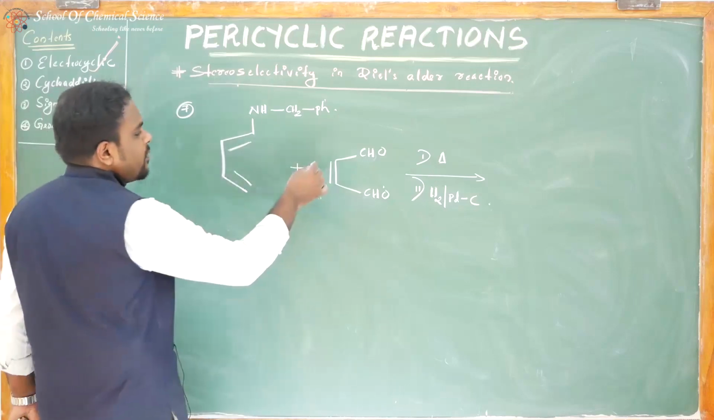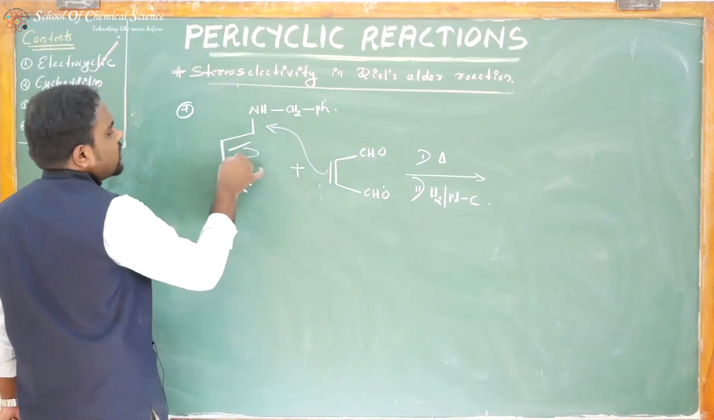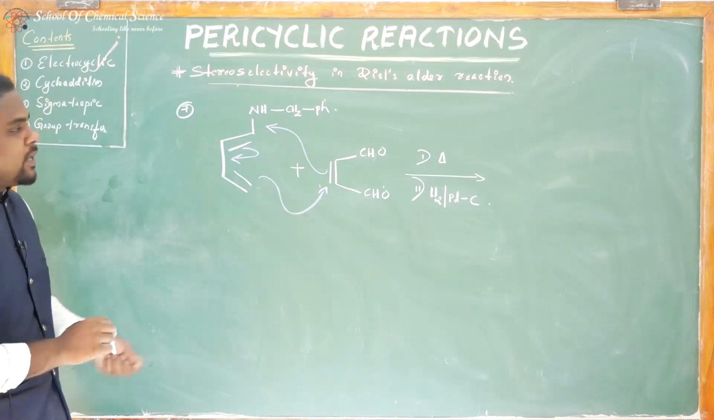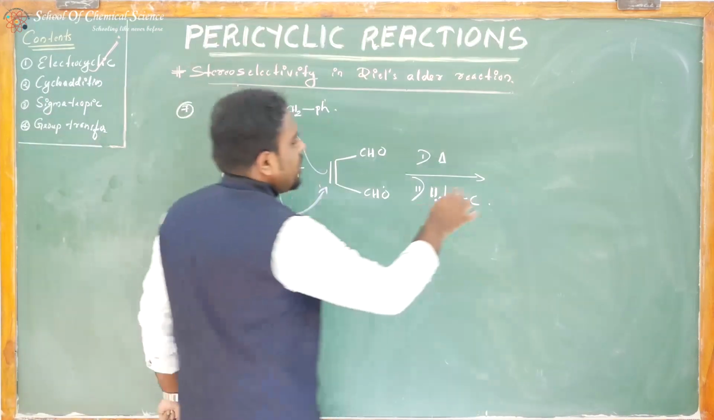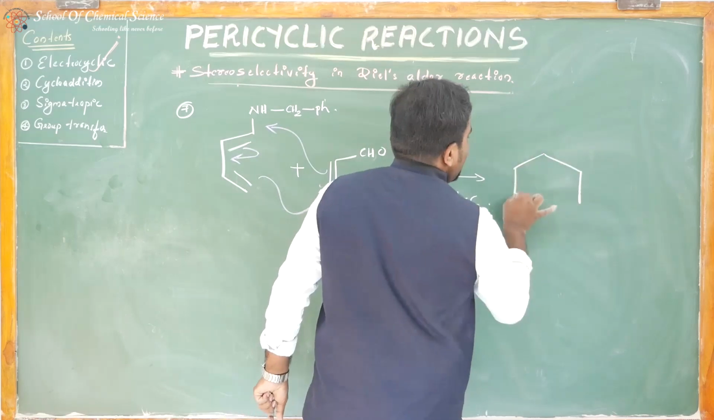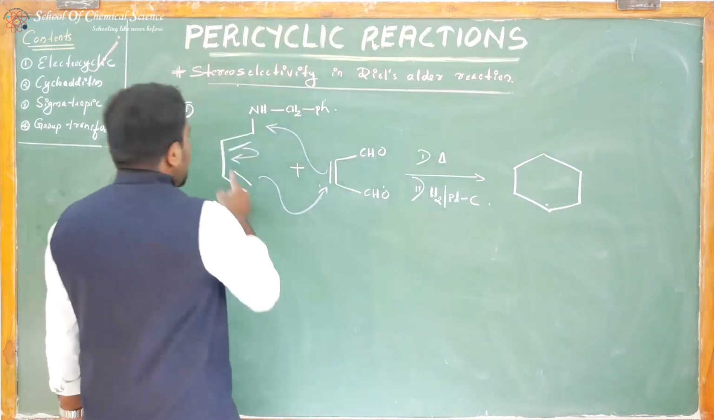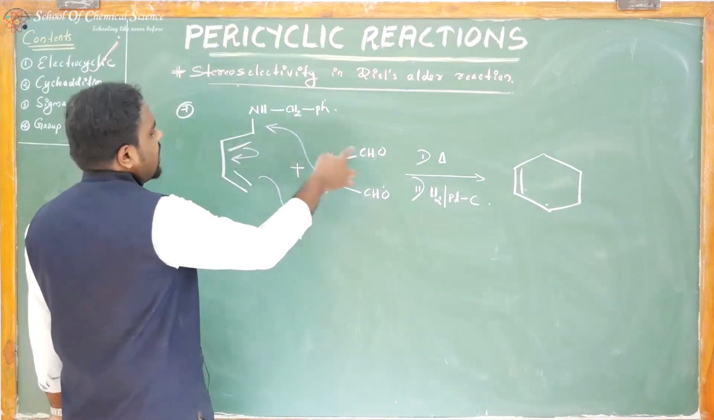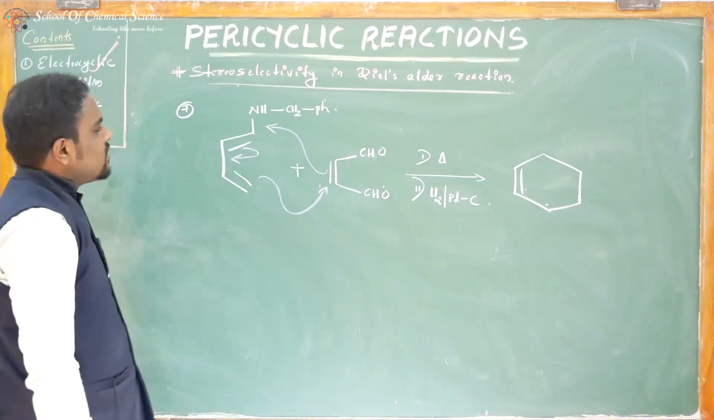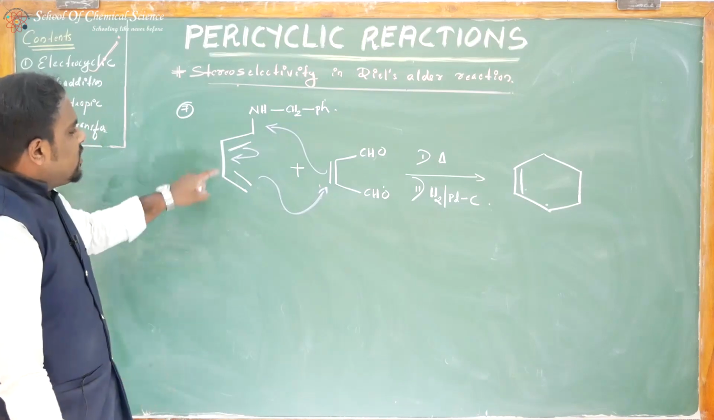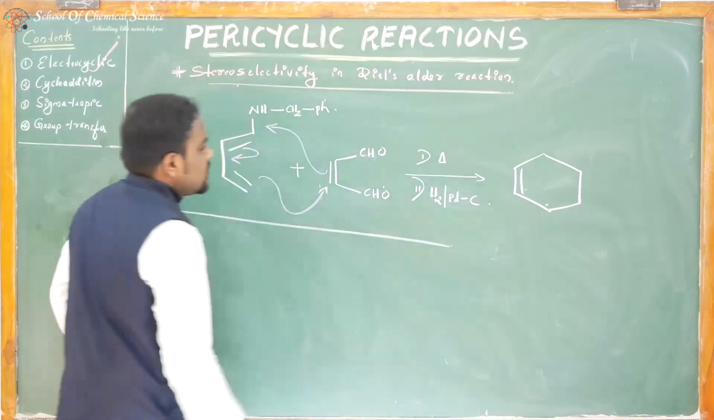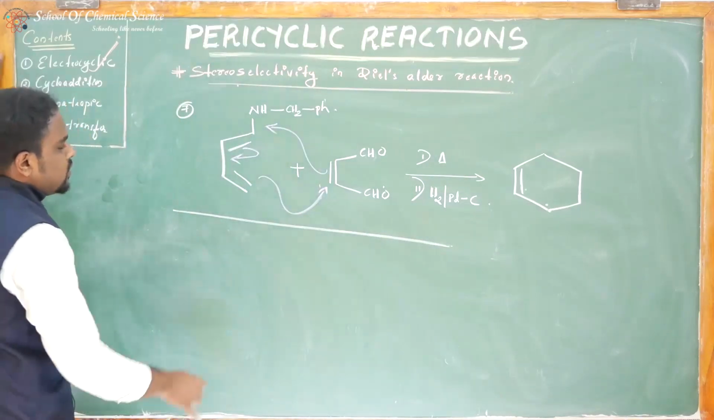So simply a 4+2 cycloaddition reaction. Here electron shifting will take place, so that a 6-membered ring will be your product. Between these two carbons, a pi bond is there. So you have to find the stereochemistry. What will be the stereochemistry of the groups?